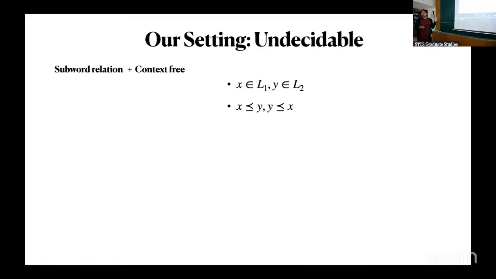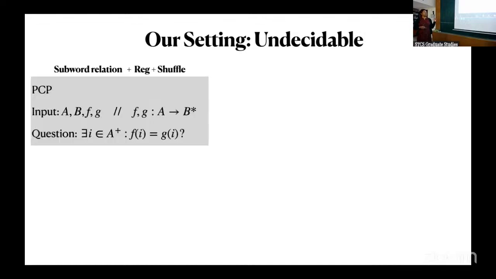Now, if I do not want to allow context free, I have regular membership. I also throw in shuffle. This is again the regular side. And this is a reduction from PCP, which I will just go through. So suppose we have these two functions f and g from A to B star, and we want to see whether there is a sequence of indices, I call it I, such that f of I is g of I. This is the PCP instance. You can think of f as the words in the top row of the domino, g being the bottom row.